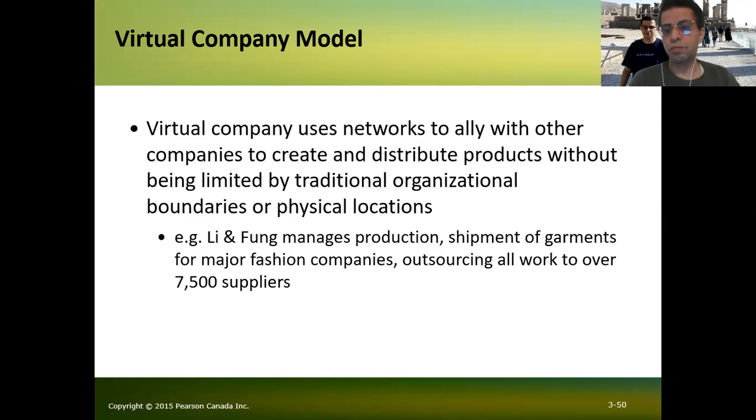In the virtual company model, you can have your own company without having employees or a physical space. A virtual company uses the network to ally with other companies to create and distribute products without being limited to a traditional organization, with no boundaries or physical location. Li and Fung manage production and shipment of garments for major fashion companies, outsourcing all their work to suppliers.